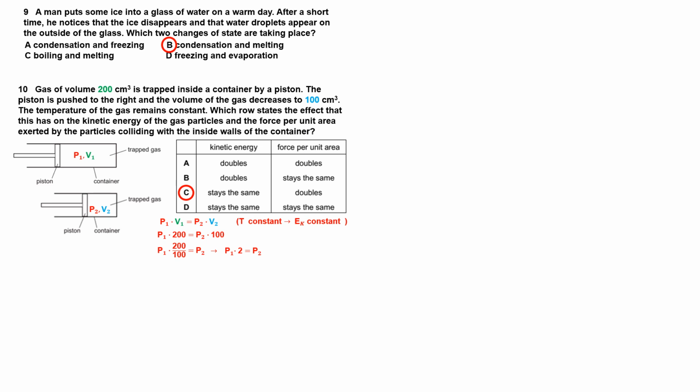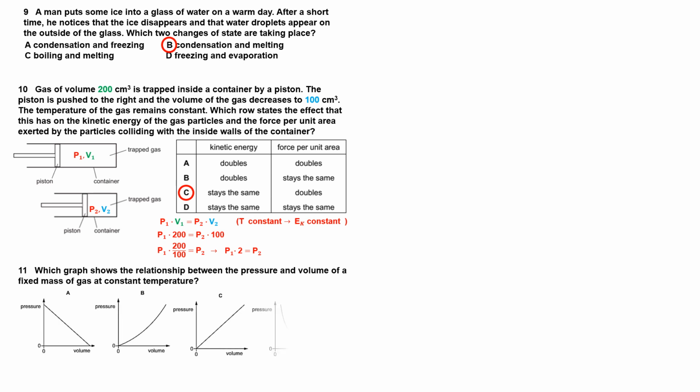Question 11. Which graph shows the relationship between the pressure and volume of a fixed mass of gas at constant temperature? Boyle's law explains the relationship between the pressure and volume of a fixed amount of gas at a constant temperature. It states that pressure is inversely proportional to volume. As volume decreases, pressure increases, and vice versa. This relationship is represented by a hyperbola on a graph.